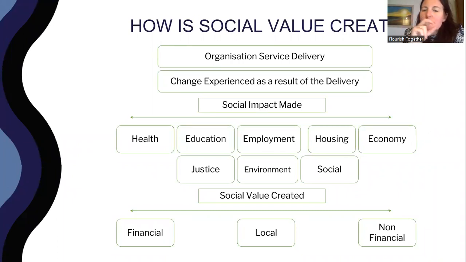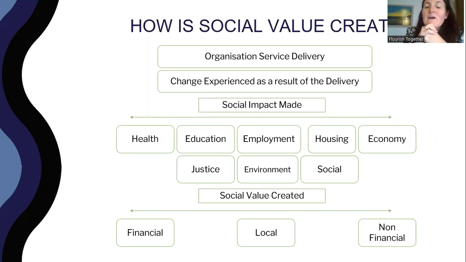So there's some sort of organizational service delivery. There are activities that happen, whether you're an organization or not. Something's being delivered in an organized way. And then in terms of that theory of change, it is experienced as a result of what's being run. And then as a result of that, some sort of social impact is being made. So that's the kind of chain of events up to this point.